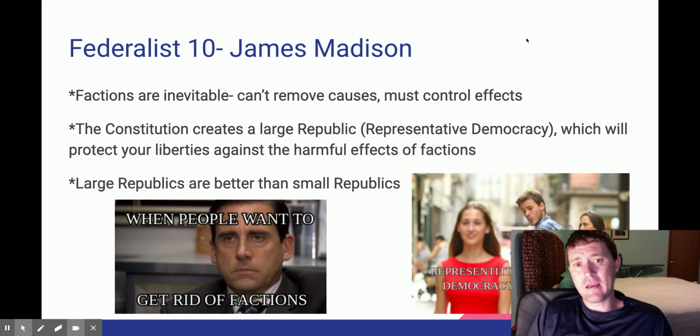So ultimately, if you have a dangerous faction, there are so many safeguards created with this large republic that it will protect your liberties. It will protect minority rights. And in Federalist 10, Madison's going to argue that large republics are better than small republics, but we have this republic that will protect against the harmful effects of factions. So that's Fed 10. I probably should have put Brutus next, but remember, as we talk about this in a little bit, Brutus is going to argue that large factions are bad.